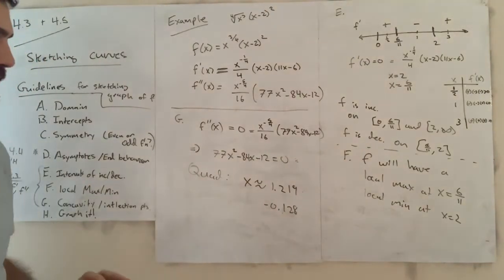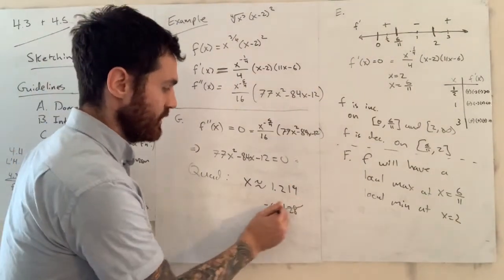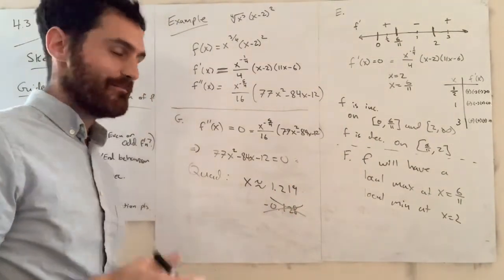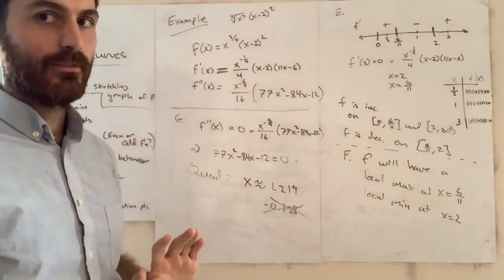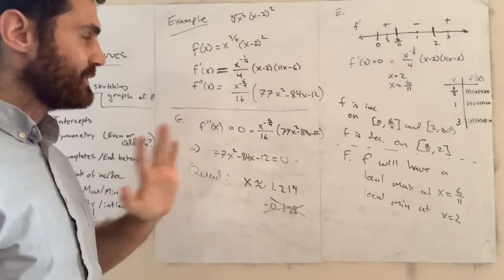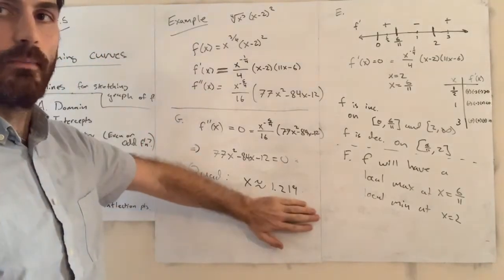About those values. One of them I can throw out. I can throw this one out, and what's the reason for that? This is a negative number. It's outside of the domain of f. It's not going to show up as an inflection point. It's not going to show up in your domain at all. We're not worried about that one.